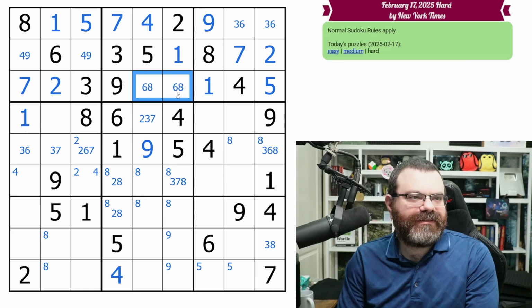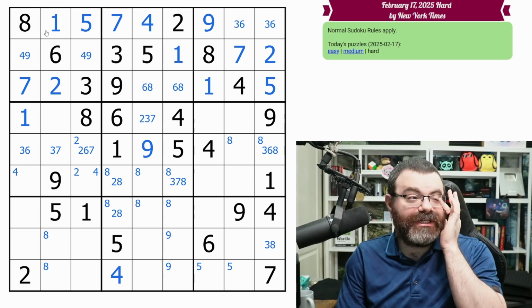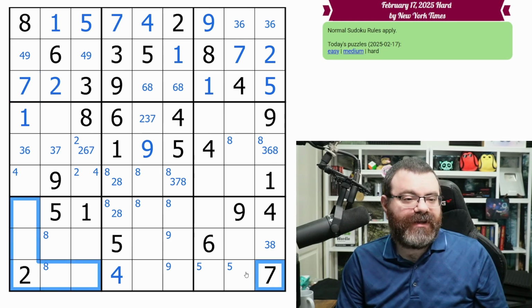The 6 and the 8. Okay. So I just got a ton of digits. Let's take a look at how they affect things vertically. So I got the 1, 5, 7. The 7. Actually, a 7 is very helpful.